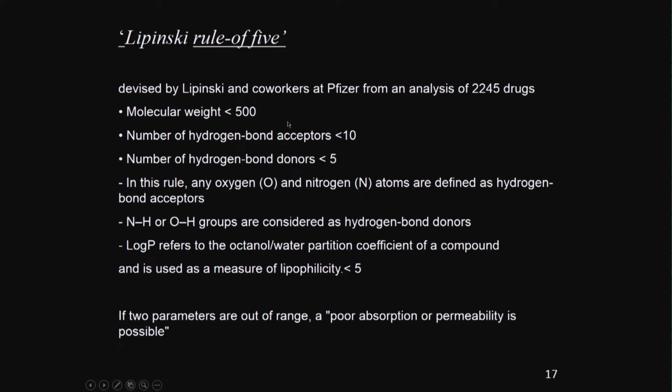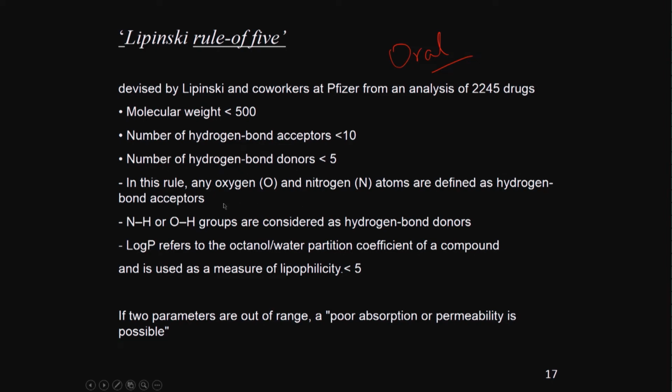The first one is molecular weight less than 500. So they said you should have molecules which are reasonably small, less than 500; you cannot have a very large molecule. Please note this rule is for oral drugs; all the rules I am going to talk about are for oral drugs, not for IV or IP and so on. Number of hydrogen bond acceptors less than 10, that is, oxygen and nitrogen are defined as hydrogen bond acceptors. Please note if you have an acidic O minus, then it will not be an acceptor, but oxygen and nitrogen are defined as hydrogen bond acceptors.